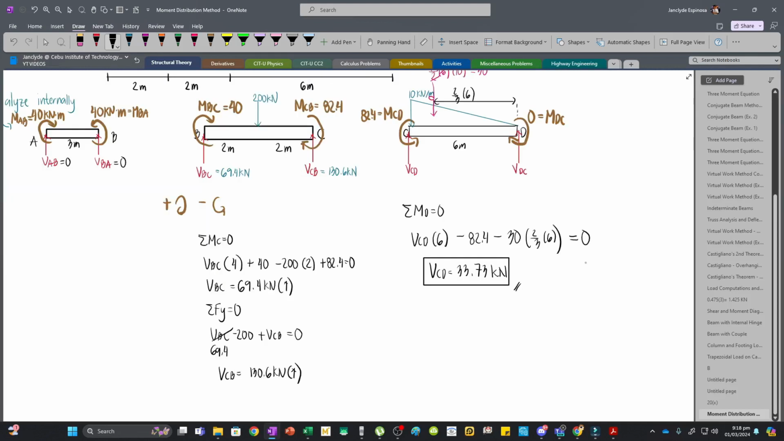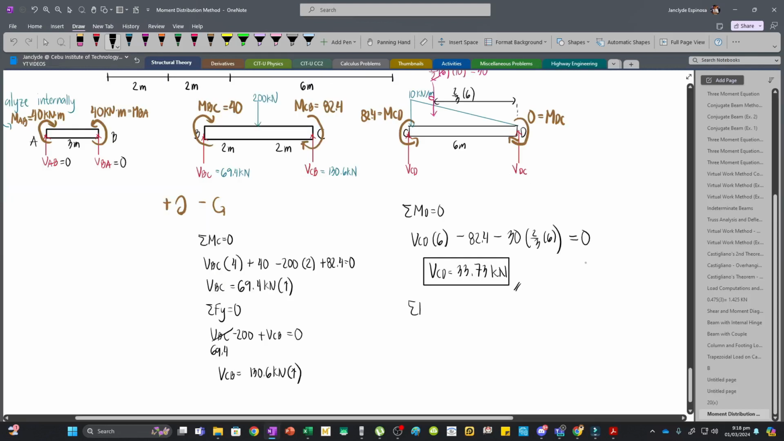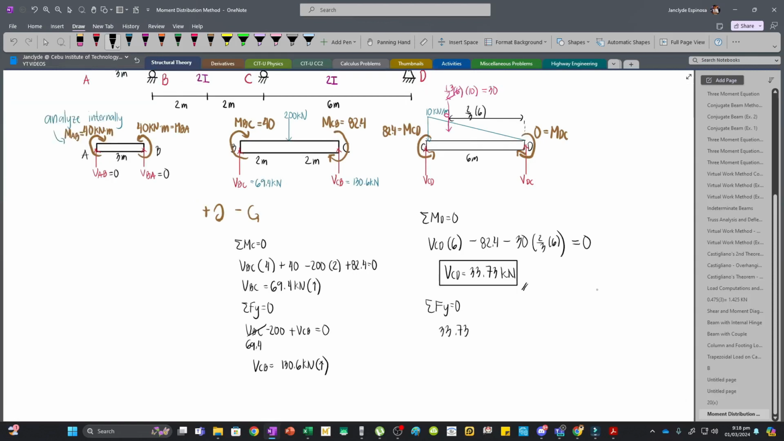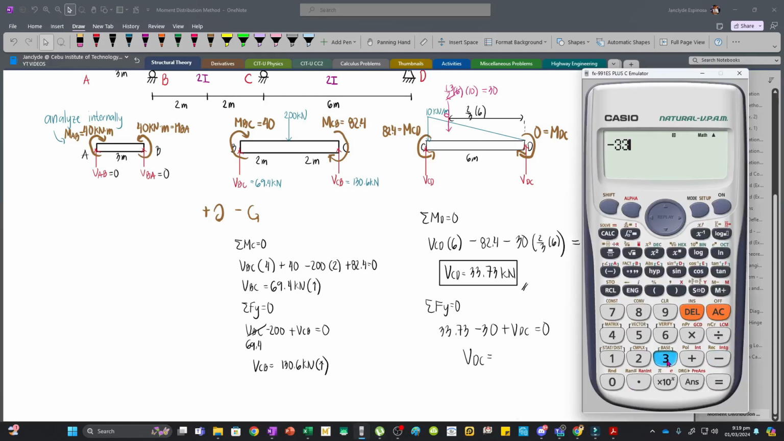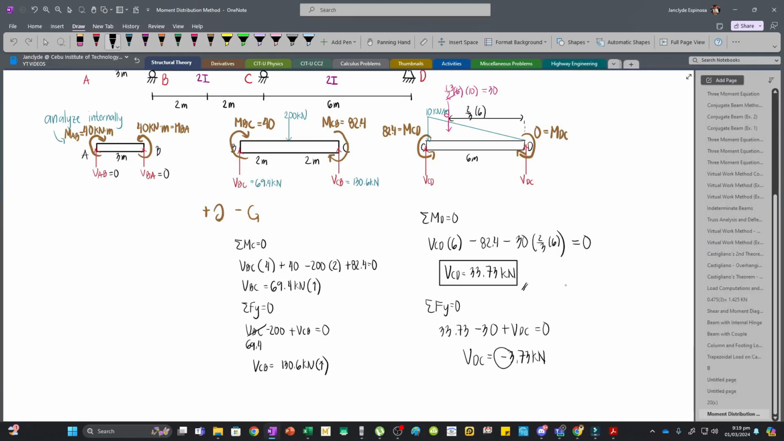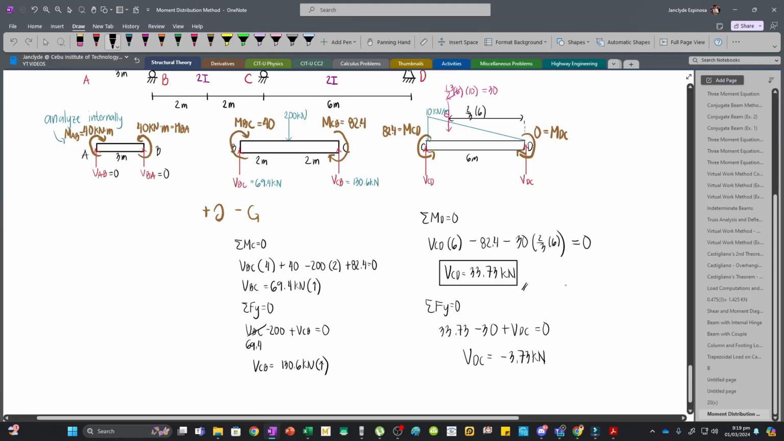Yan. And then to solve VDC, we can sum up forces vertical. And so we have VCD, which is 33.73 minus 30 plus VDC is equal to 0. And so our VDC will be minus 33.73 plus 30. And so this will be minus 3.73. And so yung negative sign, that means na mali yung assumption natin. Instead of upward, VDC is actually acting downward. So this is downward. And so ito na yung shear values natin.